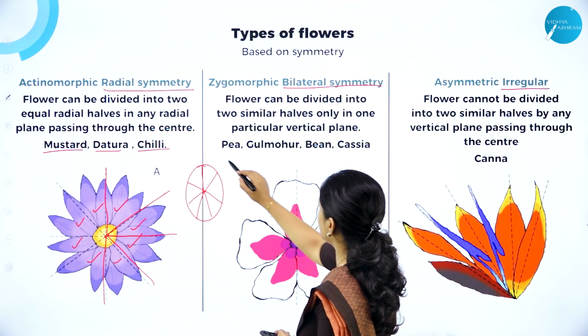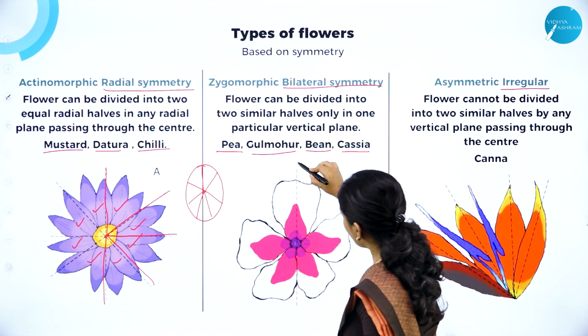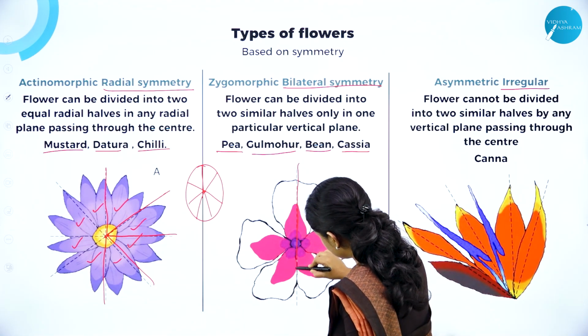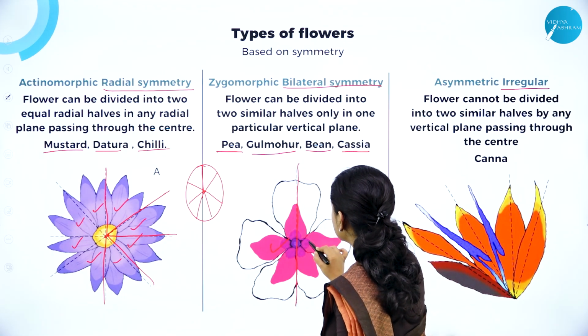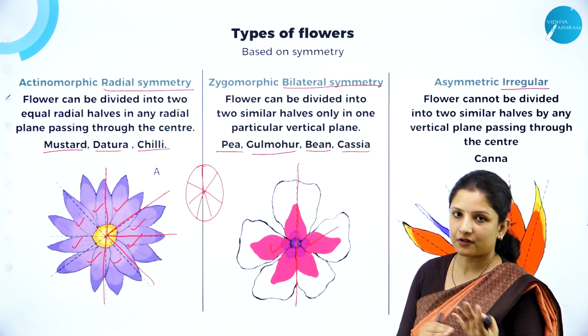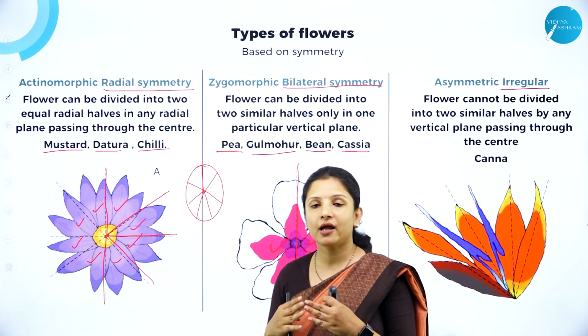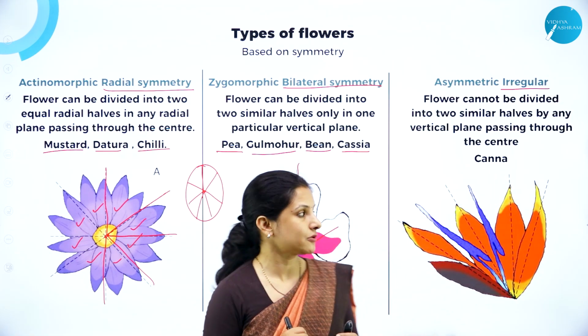Say, for example, in pea, gulmohar, beans, cassia and all that, I draw a line exactly at the center. This half is the mirror image of this half, or the right half is the mirror image of the left half and vice versa. So that is called bilateral symmetry, and it is the zygomorphic condition.